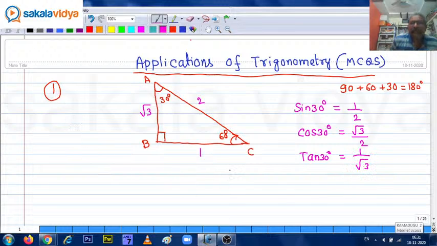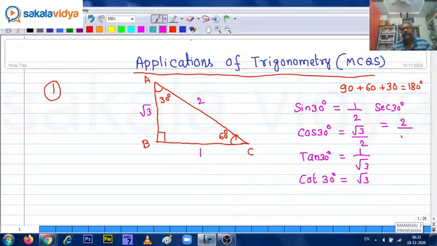You can write the other values too. Cot 30 is equal to adjacent side by opposite side, root 3 by 1, which is root 3. Next we define secant 30. Secant 30 is equal to 1 upon cos 30, which is 2 by root 3. Cosecant 30 is the reciprocal of sine, so 1 by sine, that is 2. So all the values of 30 degrees are very important for applications of trigonometry.